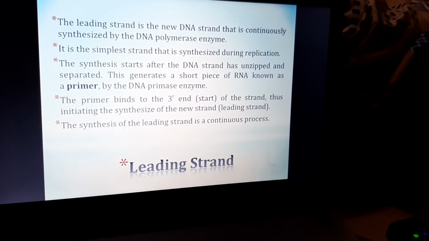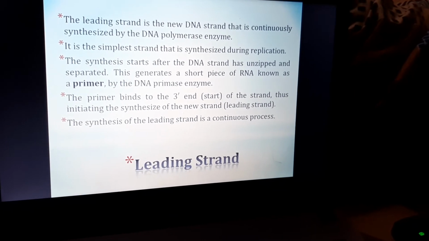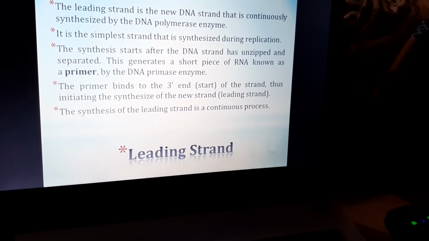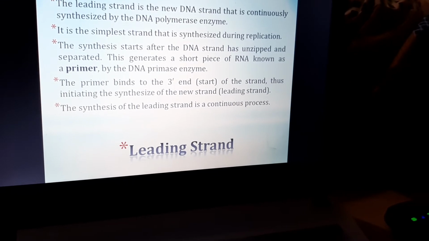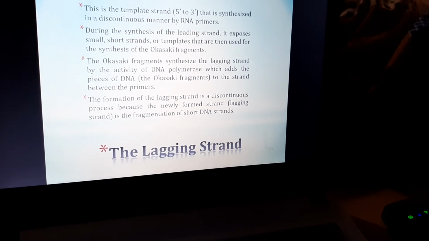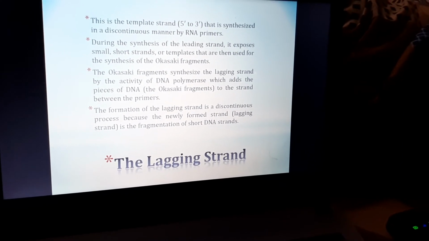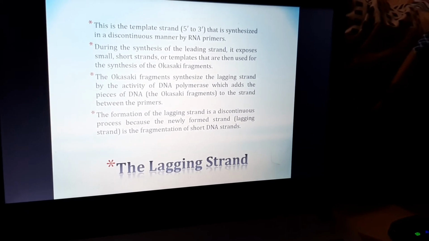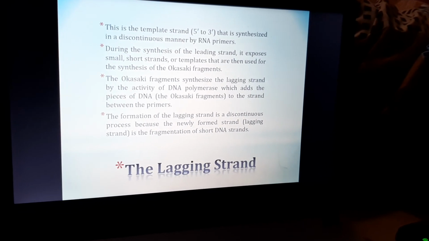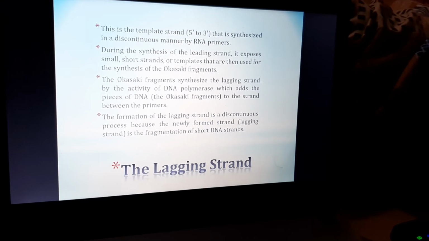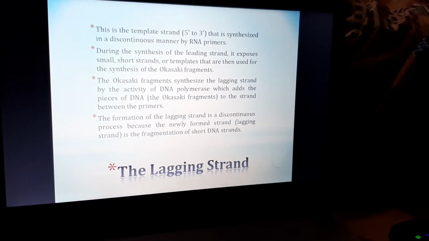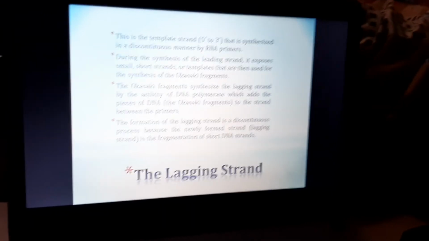The DNA primase enzyme generates a short piece of RNA known as a primer. These primers bind in the 3' to 5' direction, thus initiating the synthesis of the new strand. This is called the leading strand. And another one is the lagging strand. This template strand starts in the 5' to 3' direction in a discontinuous manner. These sites are used as templates to synthesize the Okazaki fragments. It also involves DNA polymerase enzymes, which add pieces of DNA to the strand between the primers.